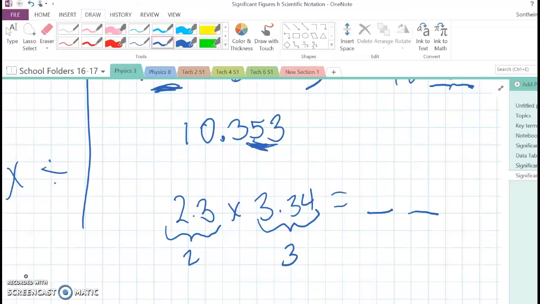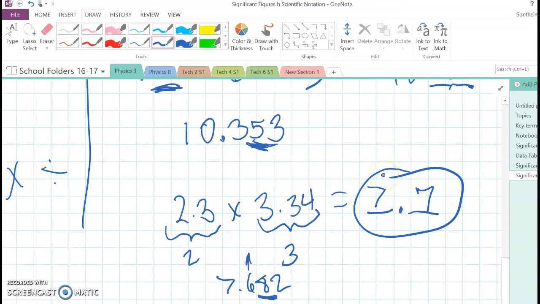So if we pull that out, that's going to be 7.682. Well, you realize you can only have 2 significant figures. You see this is above the number 5, so you're going to have to round this number up. So your final answer is 7.7.